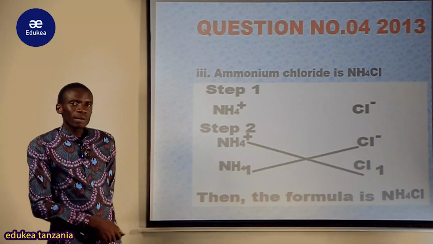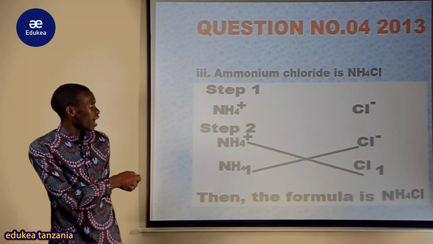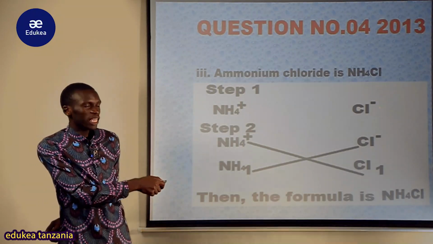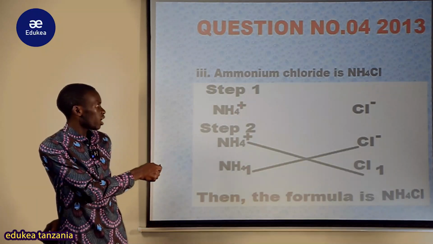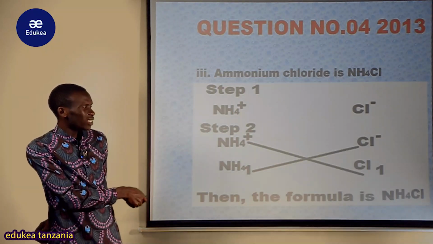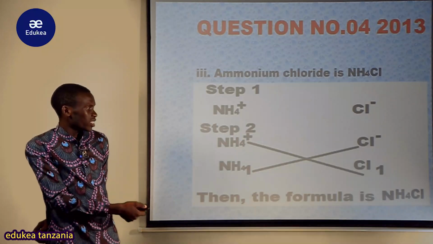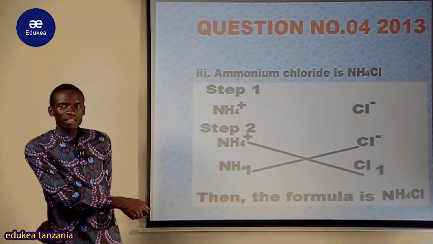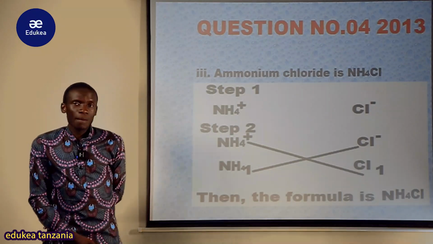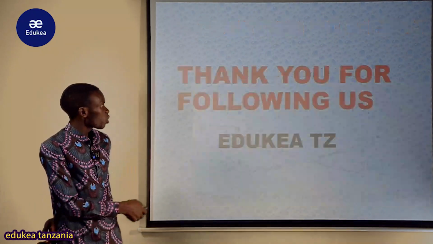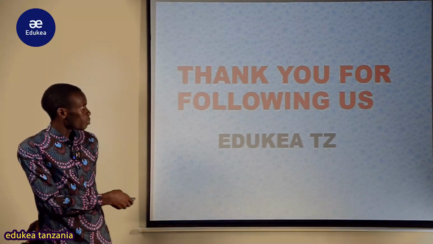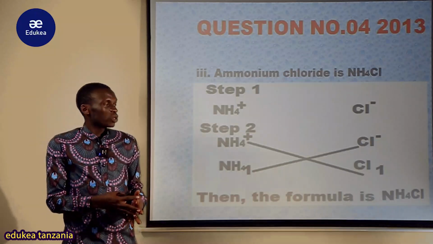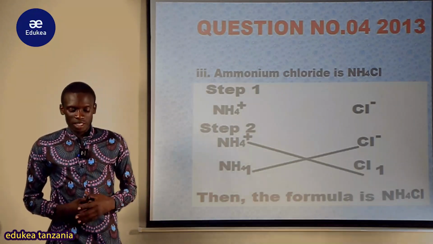After then, ammonium chloride. Andika valence ions zake ambayo ni ammonium ambayo inaandikwa NH4 positive na chloride negative. So valence is equal to 1 as this is 1. Exchange the valence, 1 na 1 zina cancel, kwa hiyo unaziandika kama kawaida tu NH4Cl, ammonium chloride. This is the chemical formula for ammonium chloride. And this was the last one, and this was question number 4 of 2013.